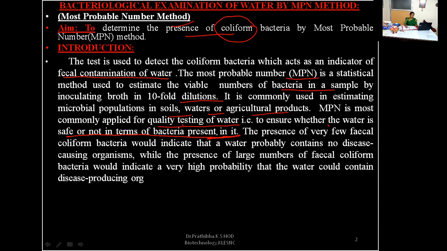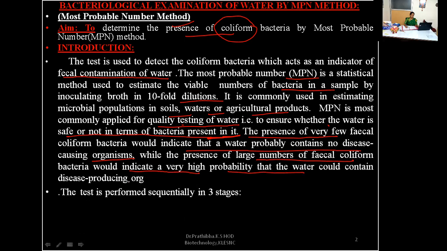We are going to determine whether the water is safe or unsafe for consumption. The presence of very few fecal coliform bacteria would indicate that water probably contains no disease-causing organisms, while the presence of a large number of fecal coliform bacteria would indicate a very high probability that the water could contain disease-producing organisms.